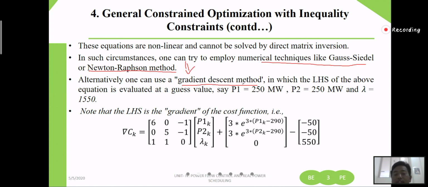Or you can do the gradient descent method in which the LHS of the above equation is evaluated at a guess value. Again, here you are guessing. Say P1 is 250 and P2 also 250, so that it comes to 500, and lambda should be this. You just guess and keep on solving, but it will consume a lot of time. So what you can do is use the Gauss-Seidel method. Here I have just shown using a gradient descent method and tried to solve this. Now note that the LHS is a gradient of the cost function.